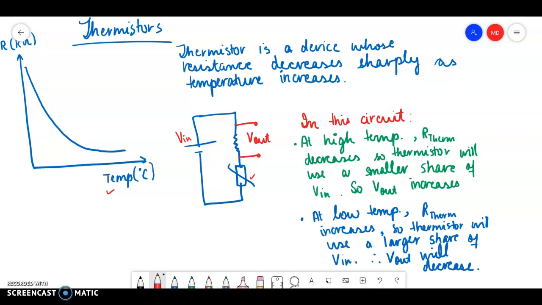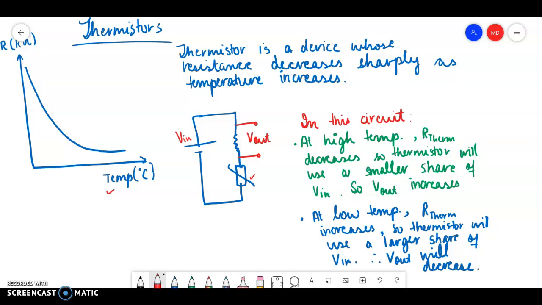We are doing thermistors today. We had a look at the potential dividing circuit last lesson. Have a look at the graph here on the left. It shows that the resistance of the thermistor is dependent on the temperature. You can see that as the temperature is increasing, the resistance of the thermistor is going down sharply, and that's why we use it in a circuit.